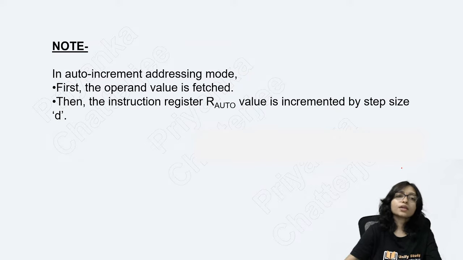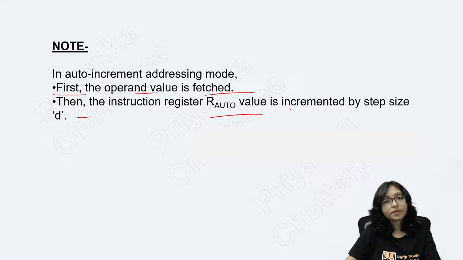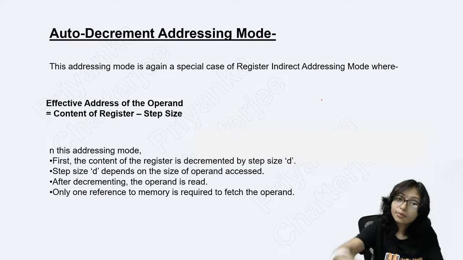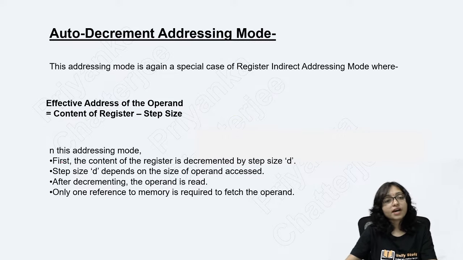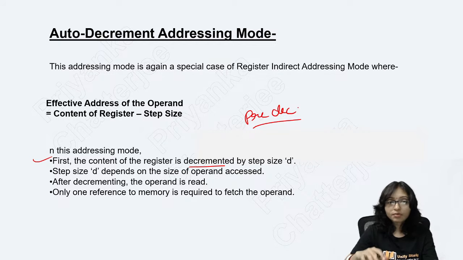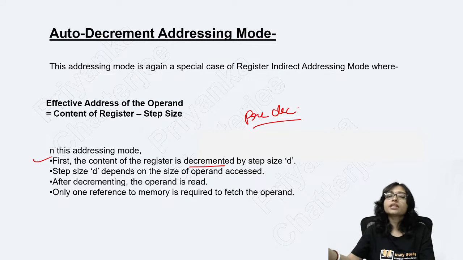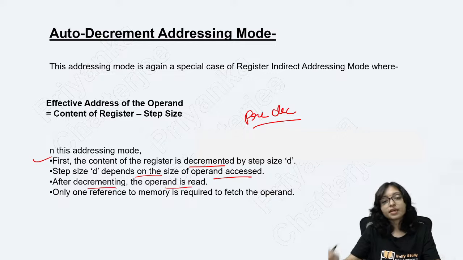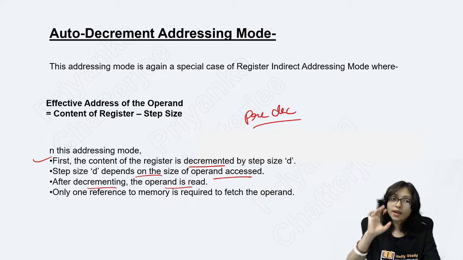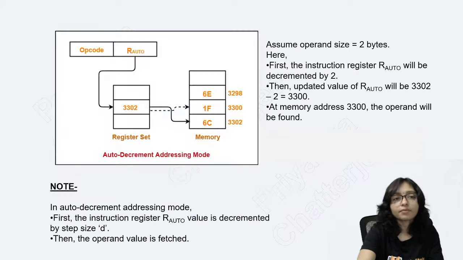And here, that's why you can see the first operand will be fetched, then it will be incremented. But decrement is just opposite. First you have to decrement, that's why it is pre-decrement. First you have to decrement, then you have to get the effective address. So first decrement will be done, then the access will happen. Okay, that's why it is called pre-decrement.